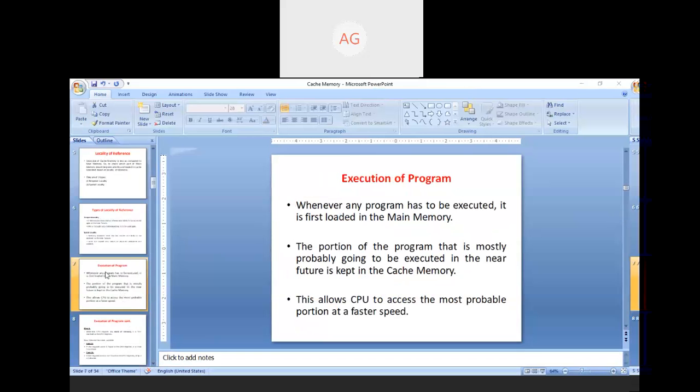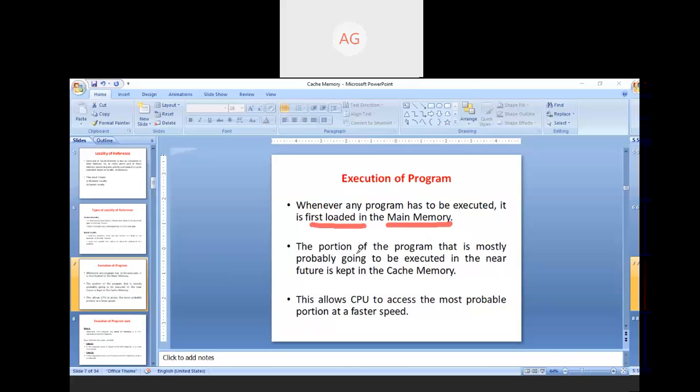Now the next topic is execution of a program. Whenever any program has to be executed, it is first loaded in the main memory. As you already know from running your laptop or desktop, the other name for main memory is RAM, random access memory. So whenever a program is going to be executed, it first loads in the main memory, or RAM.